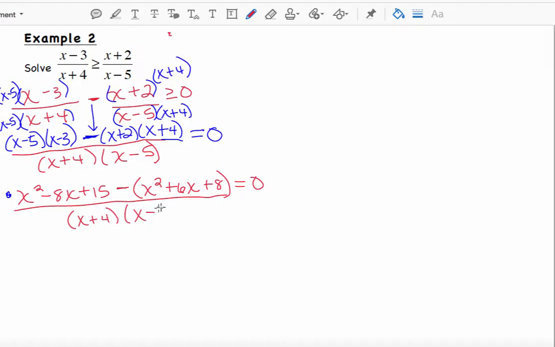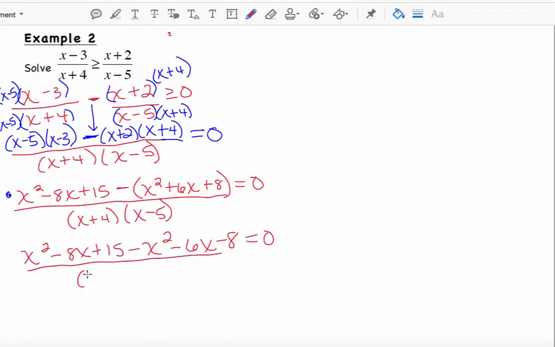Now you do not need to FOIL out your denominator. You absolutely can just leave it alone like every single time. But we do need to finish cleaning up that numerator. We get x squared minus 8x plus 15. Distribute our negative, you get negative x squared minus 6x minus 8 all over my unfoiled denominator. Just leave it alone.